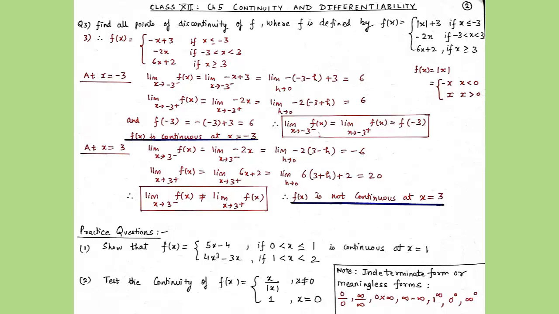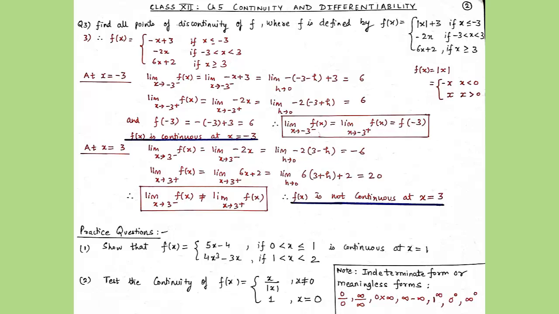So student, we can write this as limit h tends to 0, 6, and in place of x we will write 3 plus h and then plus 2. So here on substituting the limit h tends to 0, we get 6 into 3 is 18, and 18 plus 2 is 20. So clearly you can see that here the left hand limit is not equal to the right hand limit. So in this question, x equals 3 is the point of discontinuity.